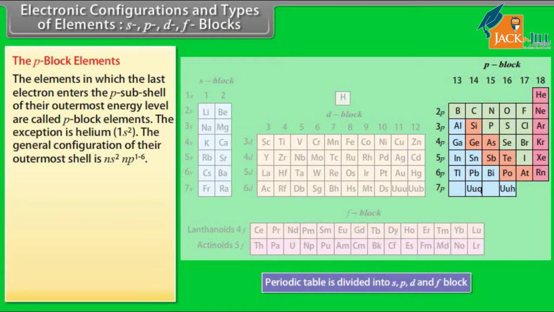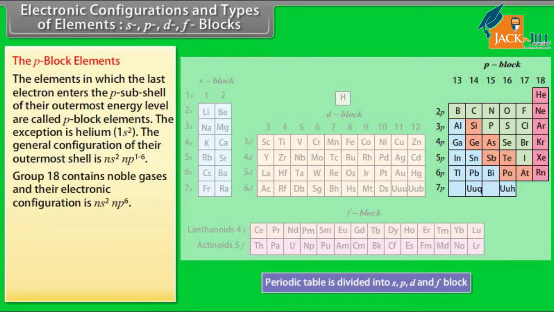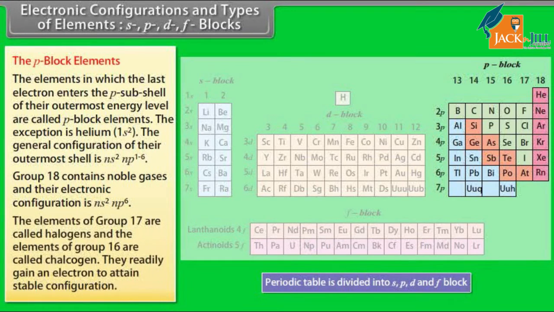The exception is helium. The general configuration of their outermost shell is ns2 np1-6. Group 18 contains noble gases and their electronic configuration is given. The elements of group 17 are called halogens and the elements of group 16 are called chalcogens. They readily gain an electron to attain stable configuration.